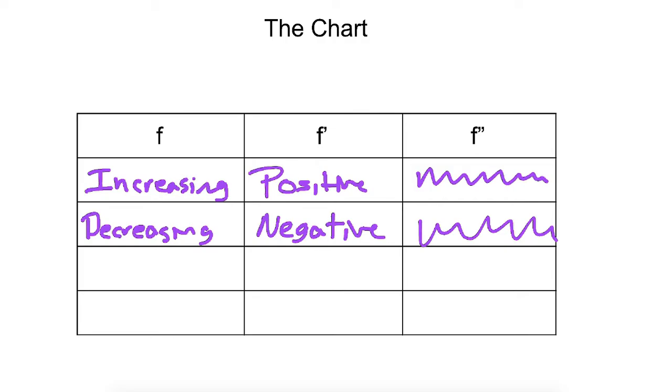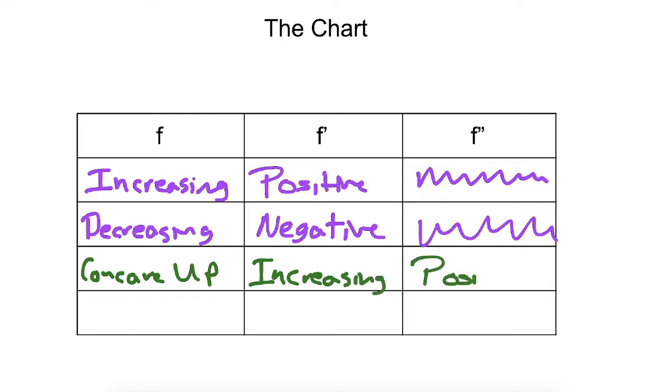Now, if you move on to f, if f is concave up, f prime is increasing, and f double prime is positive. So notice the similarities, where increasing goes with positive. So then if f is concave down, f prime is decreasing, and f double prime is negative.